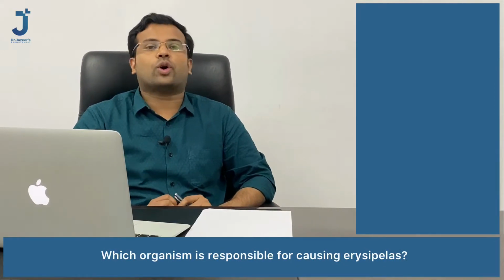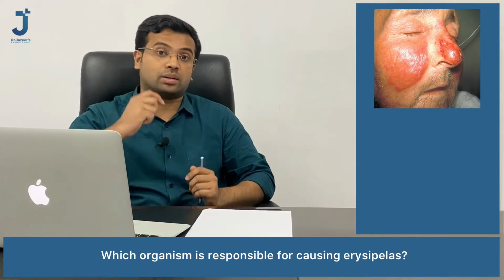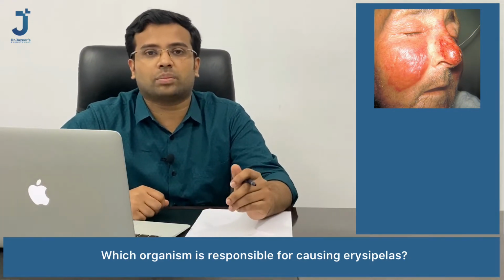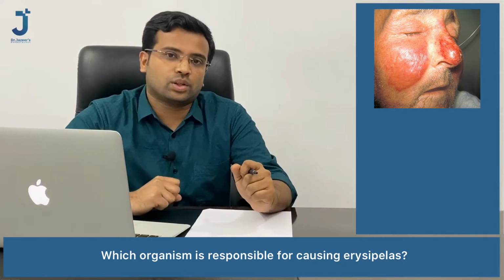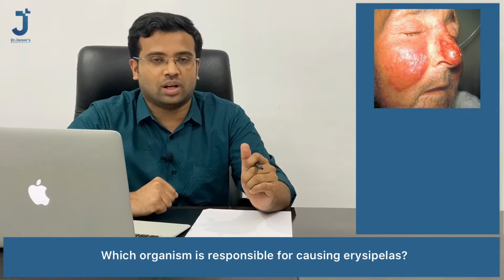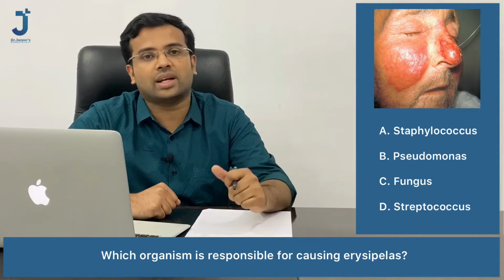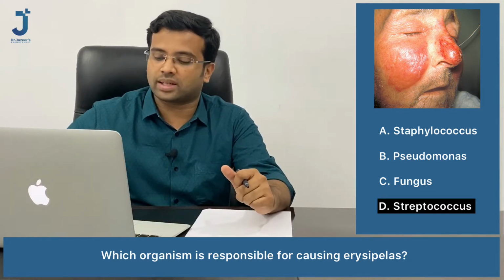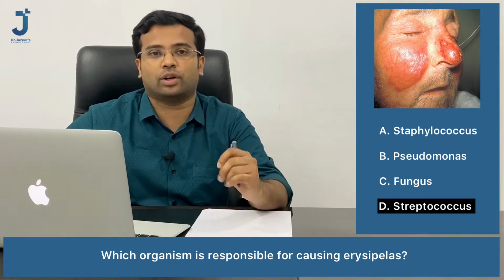So now let's begin with the first question, which is the organism that is responsible for causing erysipelas? You also got an image like this which shows a patient of erysipelas. We all know that in erysipelas we have a very clear-cut border, and it usually affects the lymphatics as well. So erysipelas, which is a bacterial infection, is exclusively caused by streptococcus. See the options: staphylococcus, pseudomonas, fungus and streptococcus. So the right answer would be streptococcus. Whereas in the case of cellulitis, it can be caused by either streptococcus or staphylococcus.